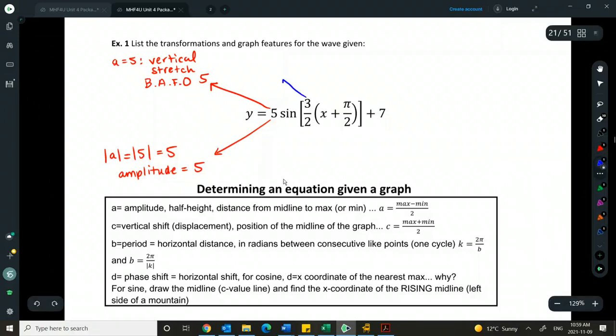Okay, 3 over 2 for k. This is 1.5, so this is a value greater than 1. Does anyone remember what this would do to our graph? Clayton? Close. 2 or 3. Yeah.